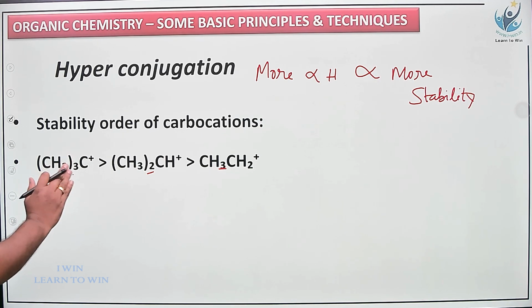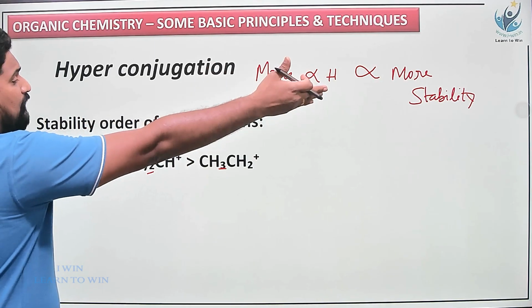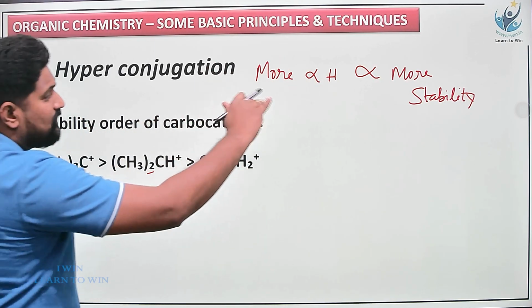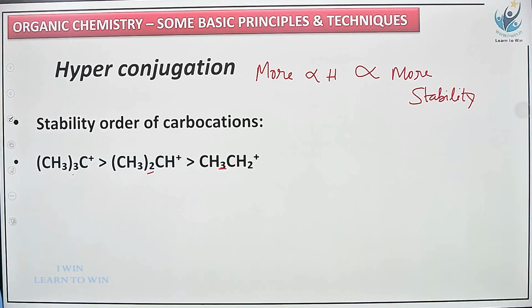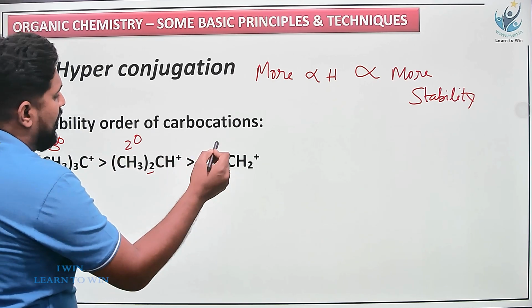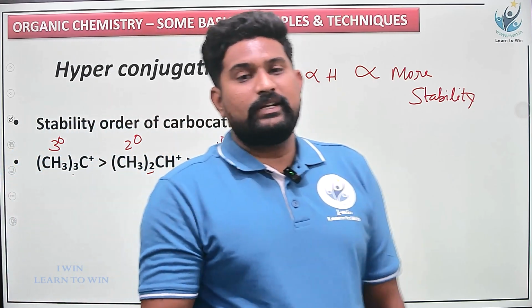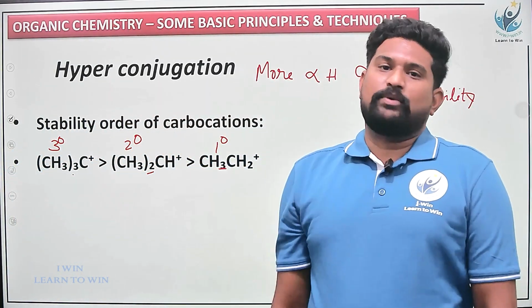That means the number of alpha carbons is more. More alpha carbons means more alpha hydrogens, and more alpha hydrogens means more stability. That is why tertiary carbocation is greater in stability than secondary carbocation, and secondary is greater than primary carbocation. So this is how we can understand the stability with the help of hyperconjugation.